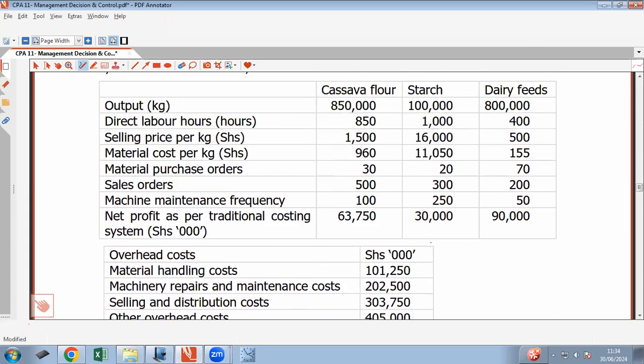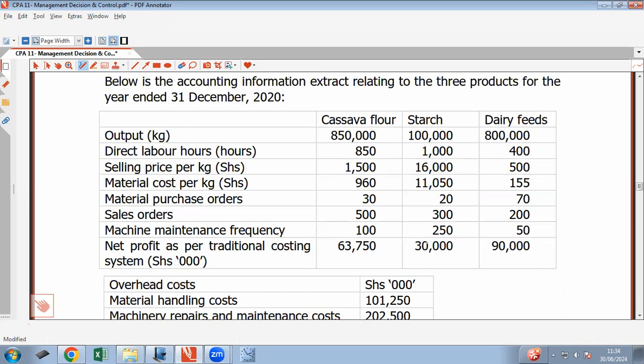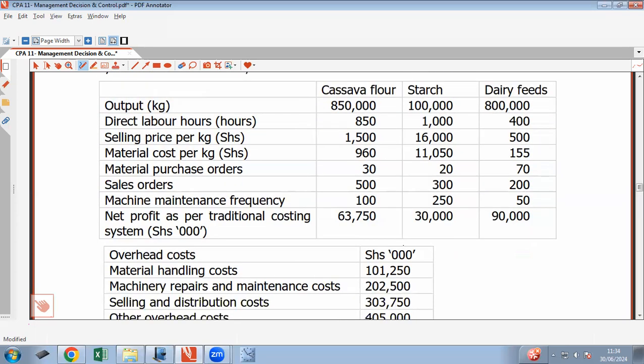Here they brought in the element of output and the selling price. That means also we need the revenue. But the whole thing is the same concept. It's only that in ABC and traditional, our focus is on the overheads. But for these others, the same general knowledge you have, you need to find revenue. And for you to find revenue, what do you multiply with? Selling price with the units, right? That's the only difference. And to get the net profit, you need to get the revenue minus all these other costs. That's okay. So they have given us output, direct labor hours.